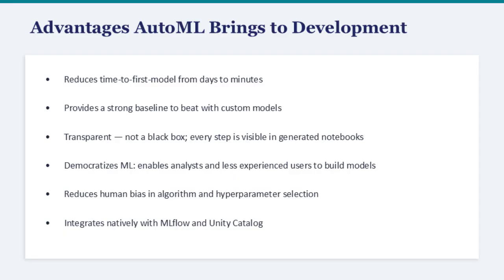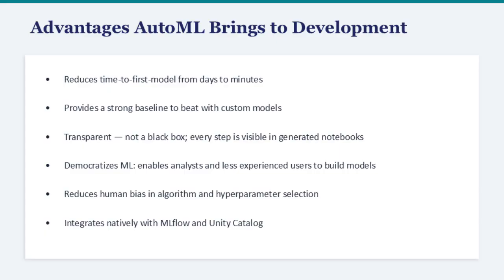So what are the advantages of AutoML? Let's see. The exam also tests the specific advantages of AutoML. Let me walk through them. Firstly, it reduces time to first model from days to minutes. Instead of manually trying algorithms, you get a working baseline almost instantly. Second, the baseline is strong. It provides a benchmark to beat with custom models.